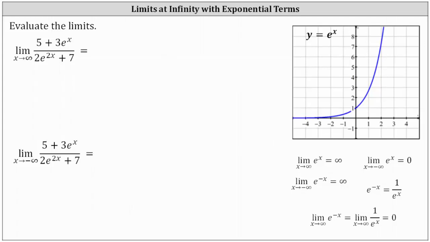We want to evaluate the limits at infinity. First, we have the limit of the quantity 5 plus 3 e to the x divided by the quantity 2 e to the power of 2x plus 7 as x approaches infinity. Let's begin by checking the form of the limit.